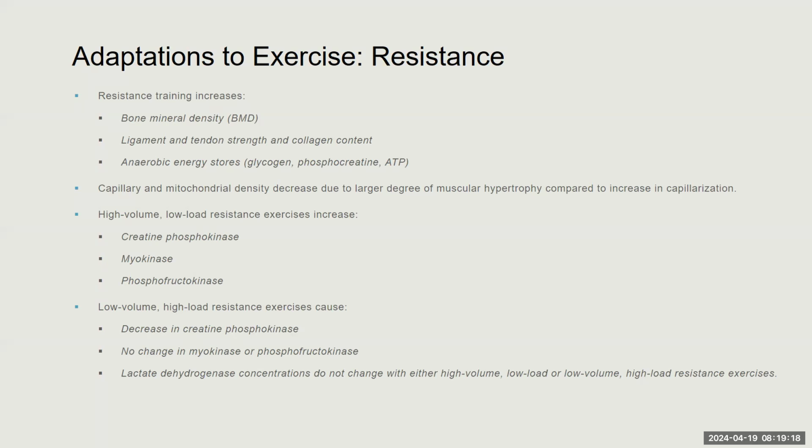When you have high volume and low load resistance, that's going to increase your creatine phosphokinase, myokinase, and phosphofructokinase. If you have lower volume but high load resistance exercises, you're actually going to see a decrease in creatine phosphokinase, no change in myokinase or phosphofructokinase, and lactate dehydrogenase concentrations don't actually change with really either of these.